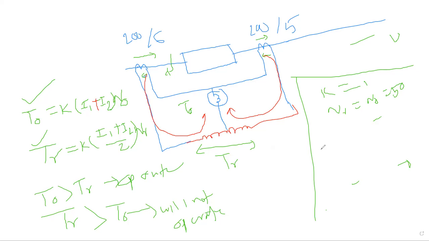So if you consider this, then in this internal fault consideration T naught becomes I1 plus I2 into N naught. That means 6 plus 5, 11, into 50. And the restraining torque, we already know the value, will be 5.5 into 50. Now tell me which one is larger? T naught is larger than TR, right? As T naught becomes larger than TR, this relay will operate. And it is supposed to operate because the fault is internal. We want this differential relay to operate in case of an internal fault.